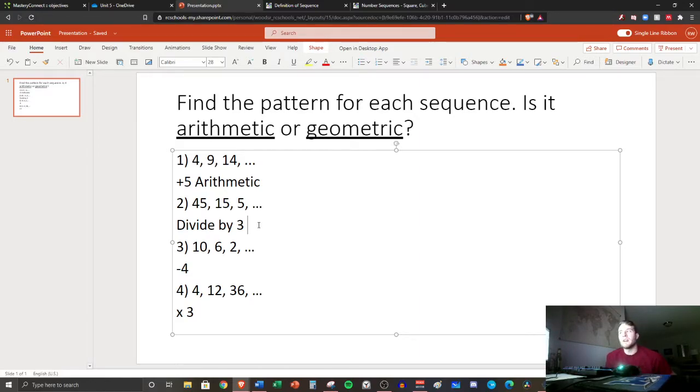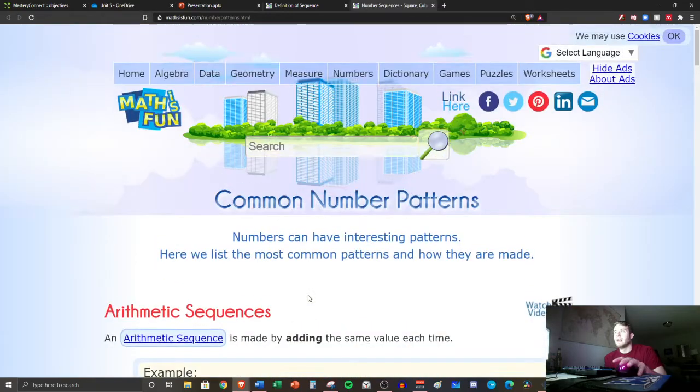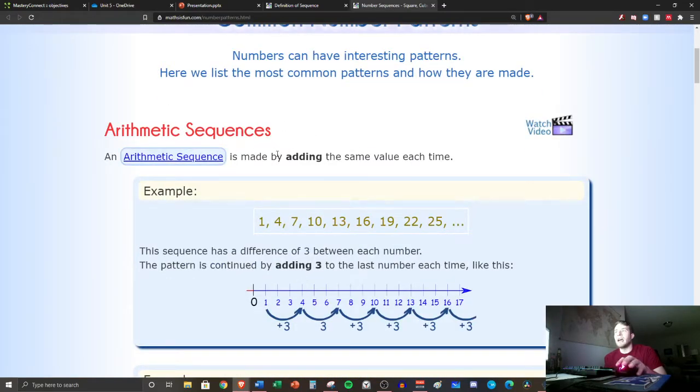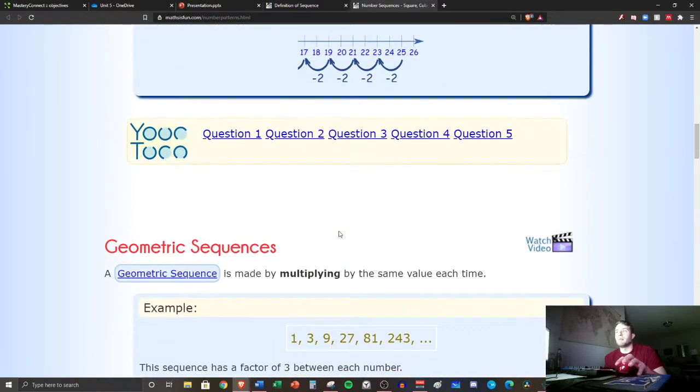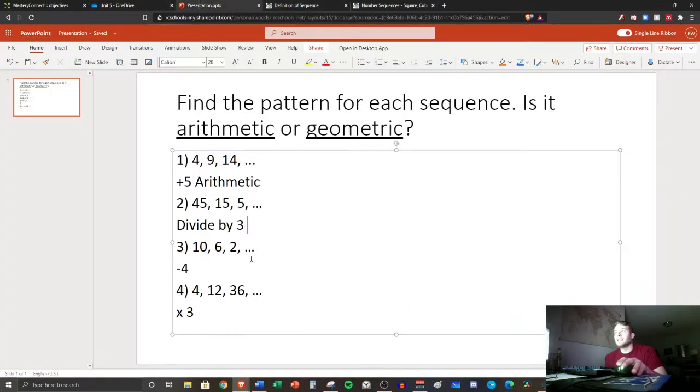Well, addition was very easy, but division, usually when we're talking about arithmetic, we're not adding or subtracting something. We are multiplying. So when we say dividing, that's the same as multiplying by what? By 1/3, right? So if I'm multiplying something by 1/3, that is the same as dividing by 3. So really our common ratio is 1/3.